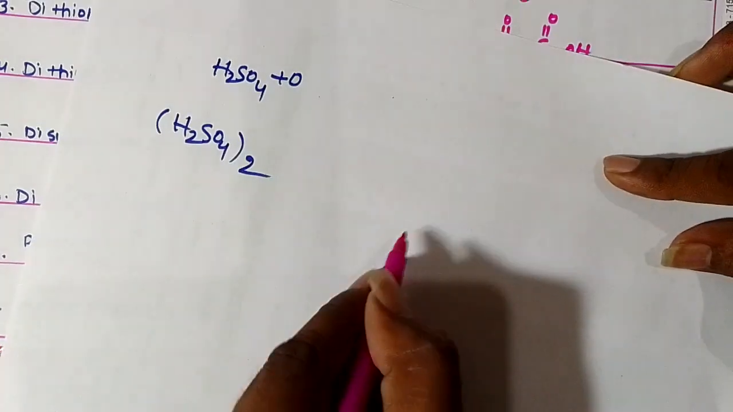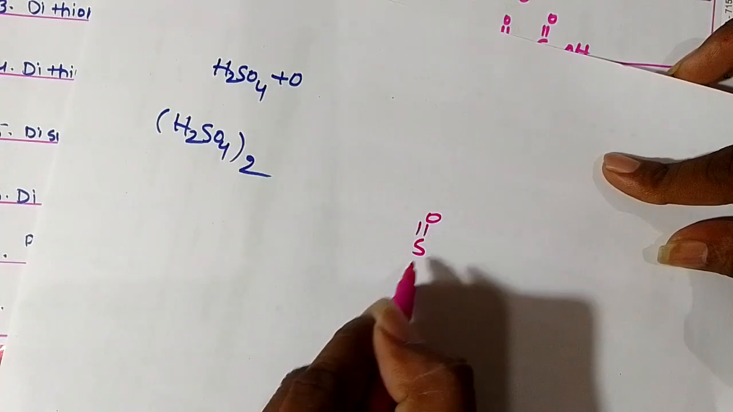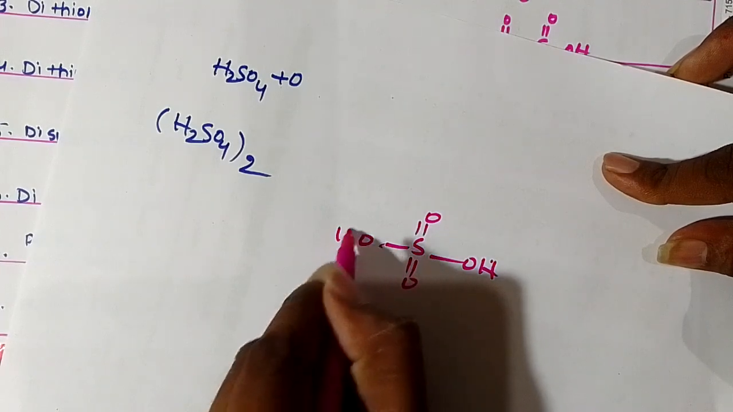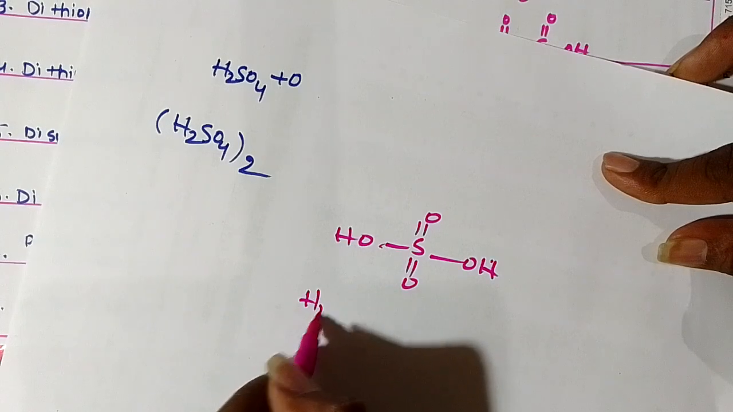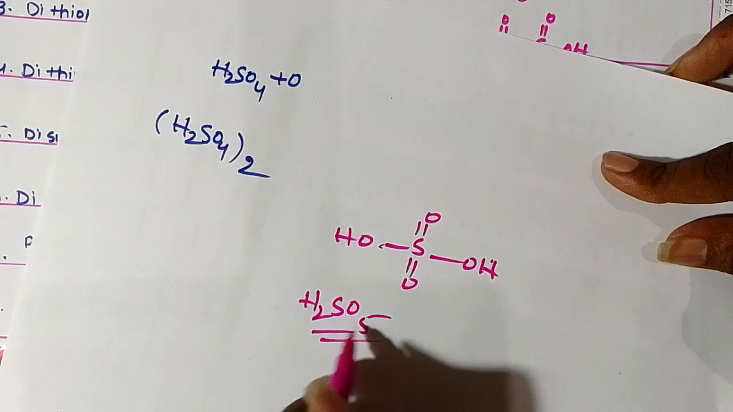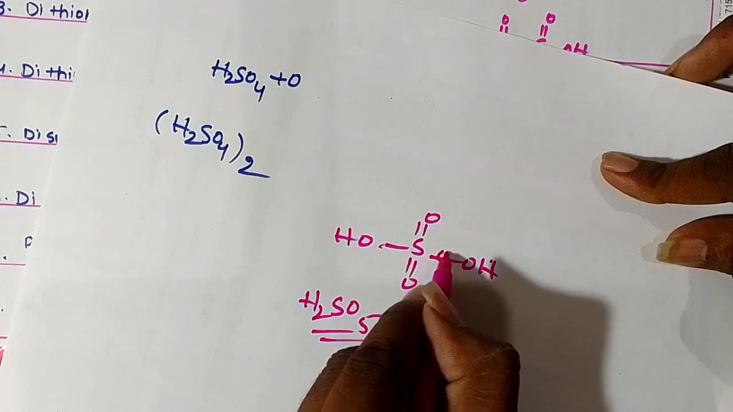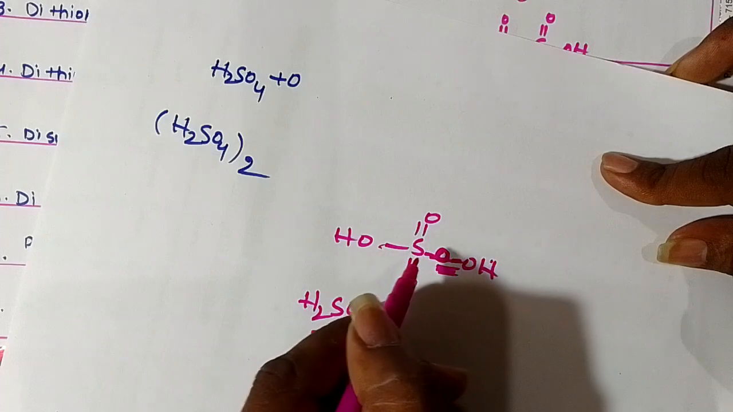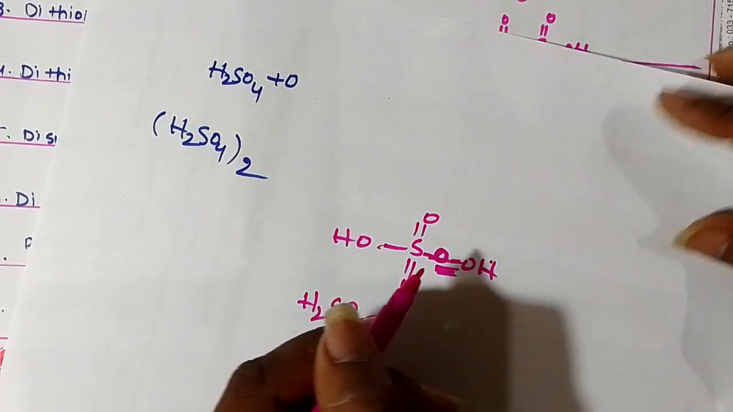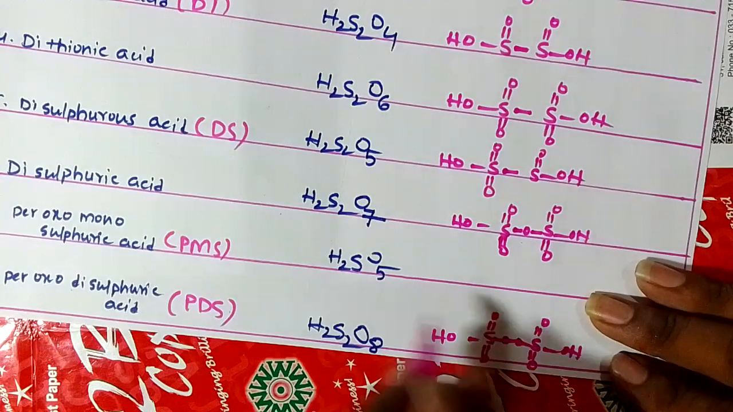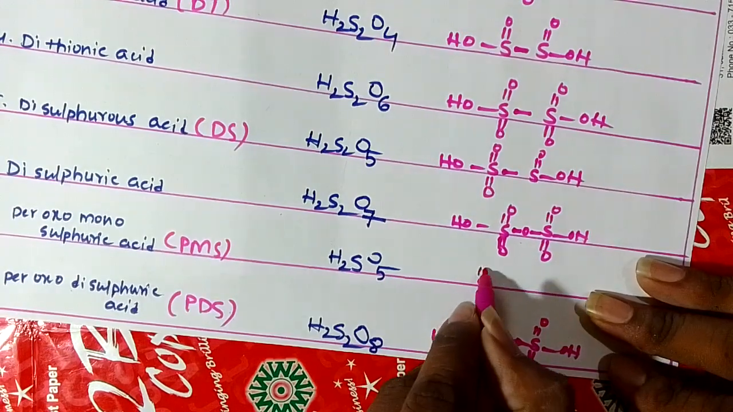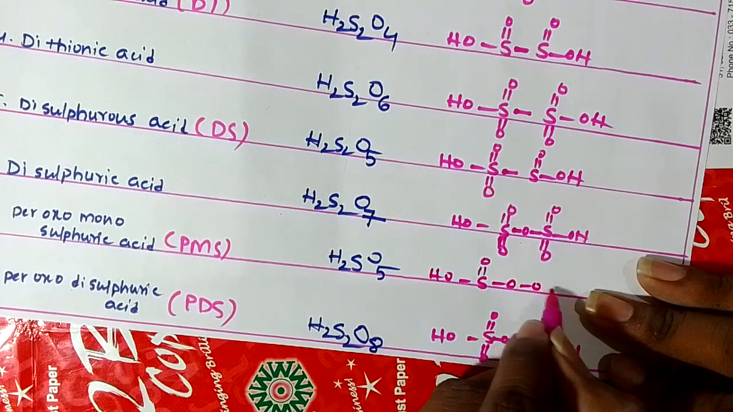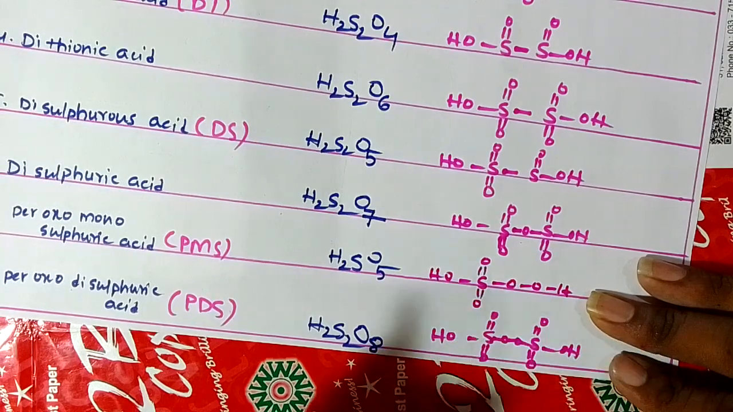Already you know the formula of sulfuric acid. This is the formula of sulfuric acid, H2SO4. In peroxomonosulfuric acid, the formula is H2SO5. One oxygen is more, so the one oxygen we should keep like this. So this is the peroxy bond. A peroxy bond exists, that's why it is called peroxymonosulfuric acid. So the structure is S double bond O, OH, peroxy bond, and double bond O.